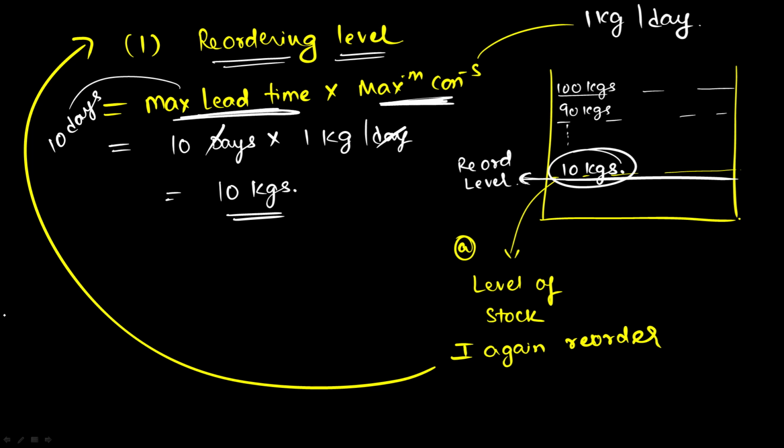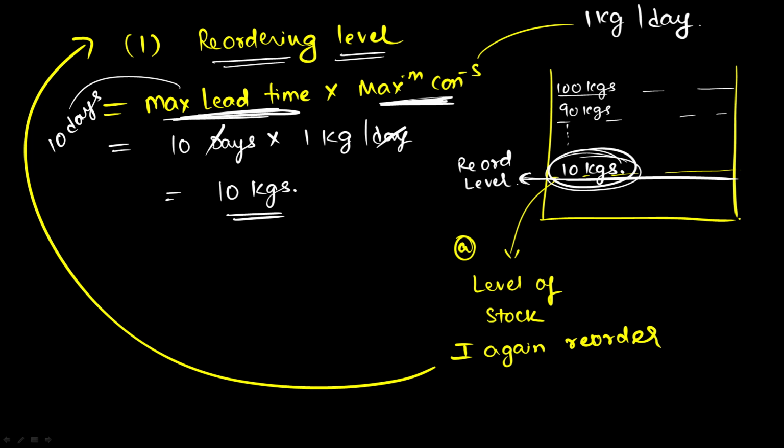So you take the maximum here. What is the maximum number of days in which you are going to receive your raw material? 10. And what is the maximum consumption per day? 1 kg. So you have taken both maximum. See, what a normal company does is keep this 10 kgs plus 2 kgs extra for uncertainty. Say there is a situation like Corona and it is delayed by 2 more days. You have that 2 kgs as a buffer stock. What is buffer stock or safety stock?